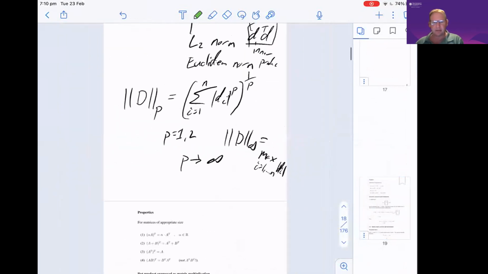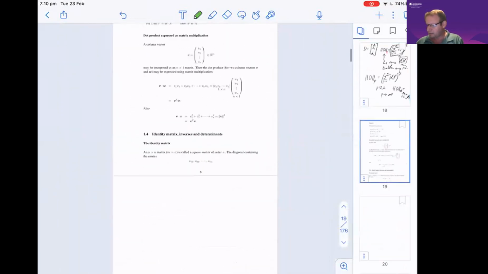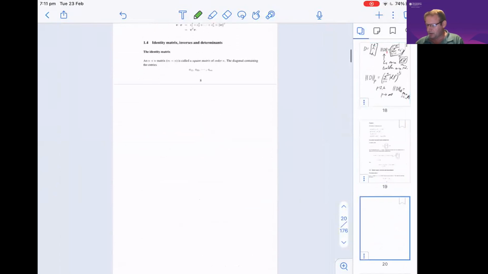I'm trying to add pages and they don't seem to be adding. There we go. Okay, let's just go here, and I think it's okay.